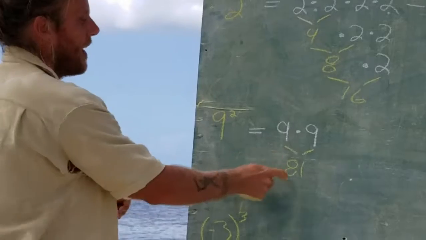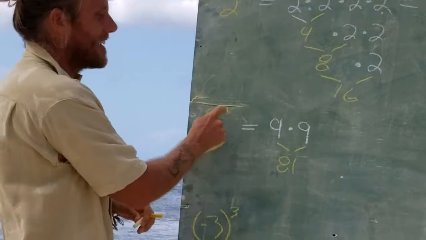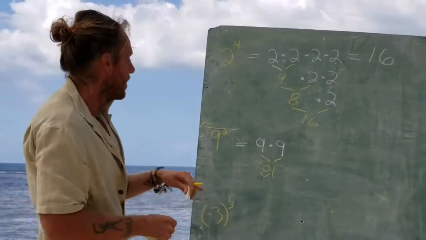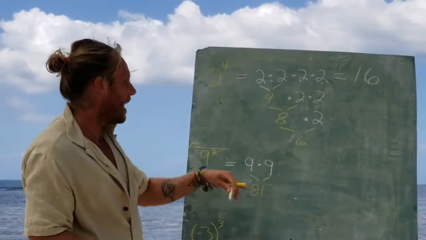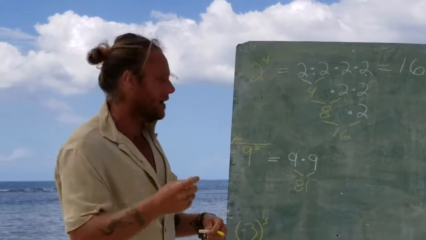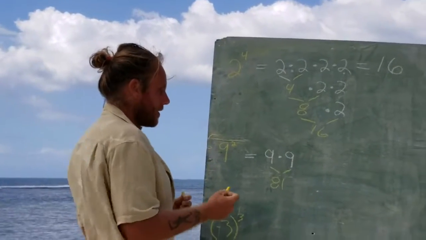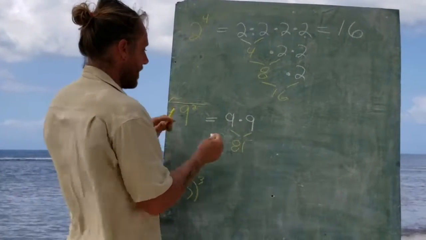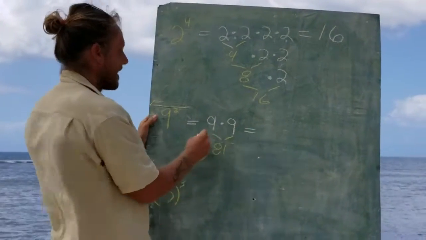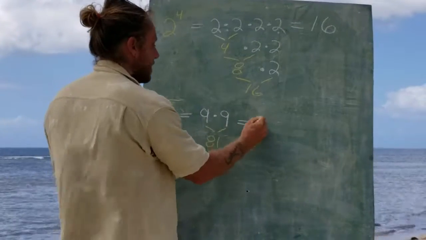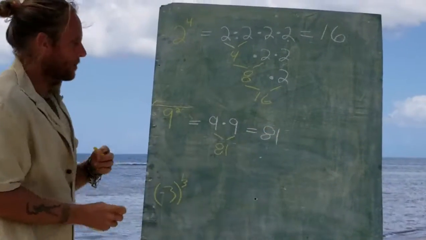Now notice, this is a very different answer than, we're not saying 9 times 2, are we? No, we're taking 9 times 9 with 2 factors. The product is 2 factors of 9. So 9 to the 2nd is equal to 9 times 9, which is equal to 81.